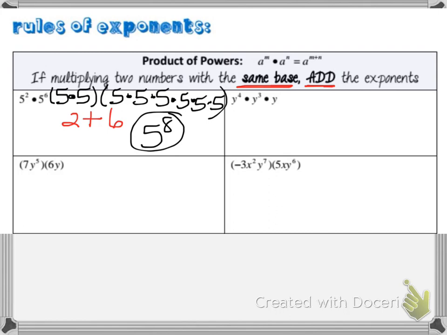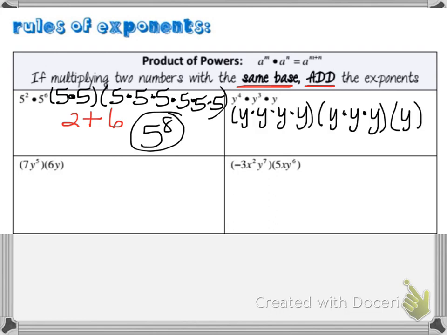Go ahead and pause the video and expand that out. So when you expand out the y to the fourth, you get y times itself 4 times. So that's 4 y's here. You have 3 y's in the second set of parentheses, and you have 1 y in the last set of parentheses. So when you add those together, you get 4 plus 3 plus 1. So your final answer then, when you simplify, is y to the 8th power.